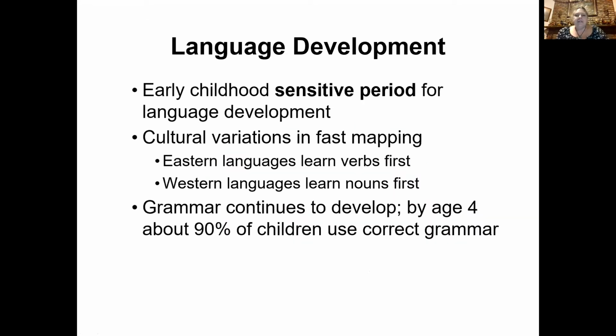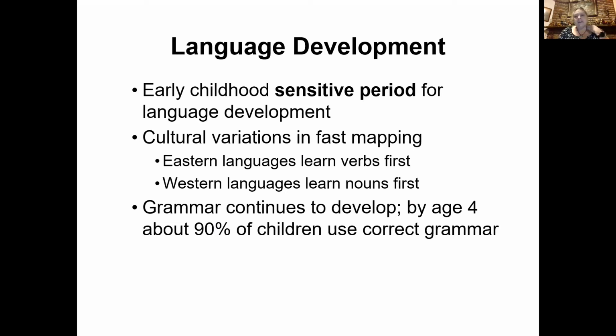We are now going to briefly wrap it up with language development. Early childhood is kind of a sensitive period for language development. There are things that occur called fast mapping, where children are learning new words. They're able to take the context that the word was spoken in and extrapolate from that what the meaning of the word is. They are able to take their language and link it to other things that they have learned.